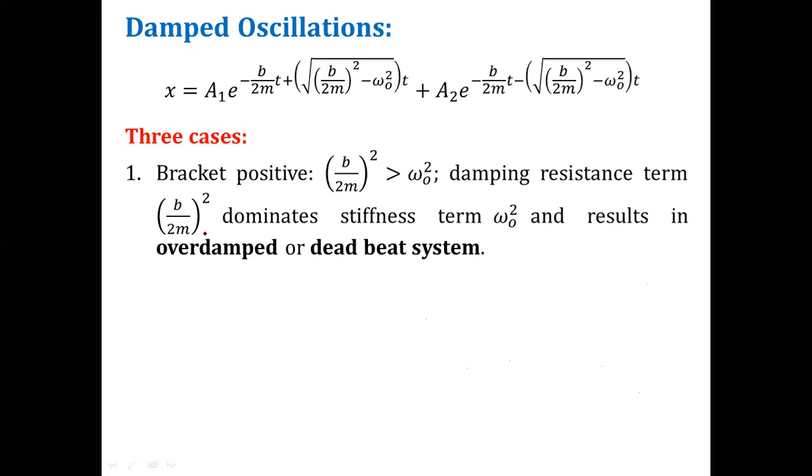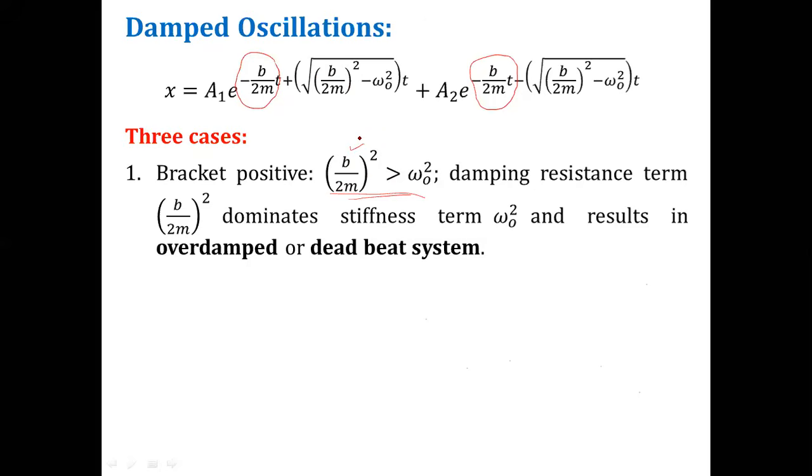Now we can have three different cases, right? The terms which are outside the brackets, we are very clear about those terms. These are some kind of exponential decaying functions here. Now, whether these are going to be exponentially decreasing or exponentially increasing, we want to decide that. And that would be basically decided by your terms within the bracket. If I say that b upon 2m whole square is greater than omega naught square, then since b is associated with resistive forces, b we defined as damping coefficient.